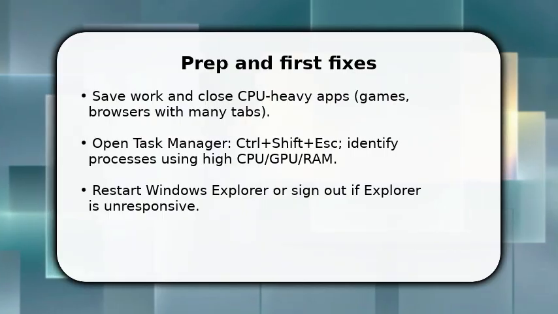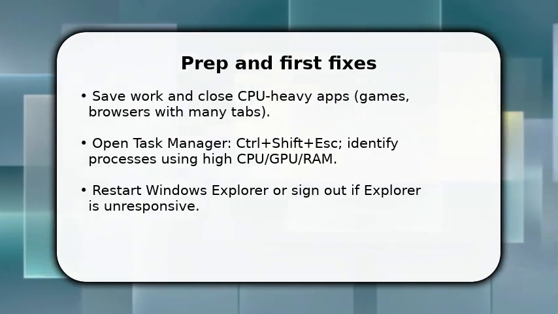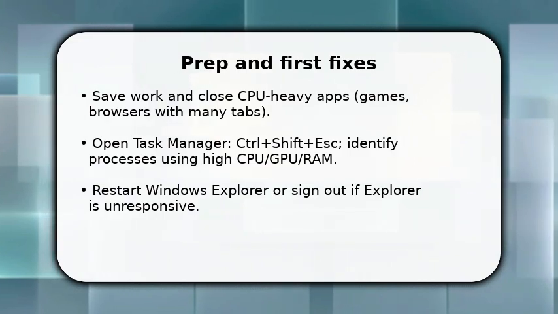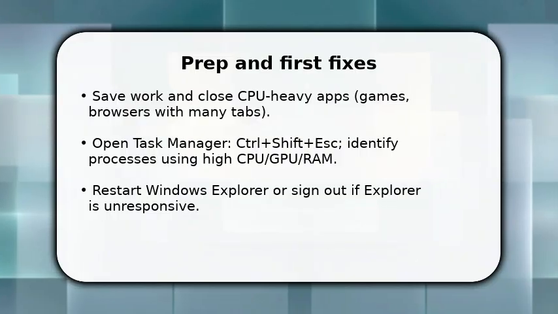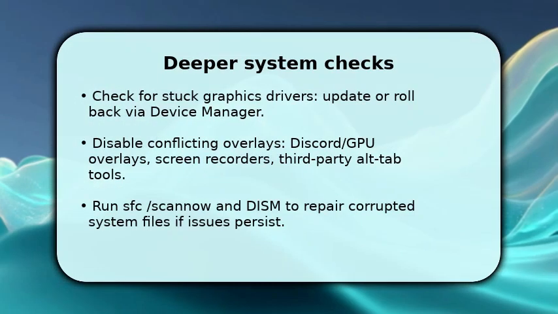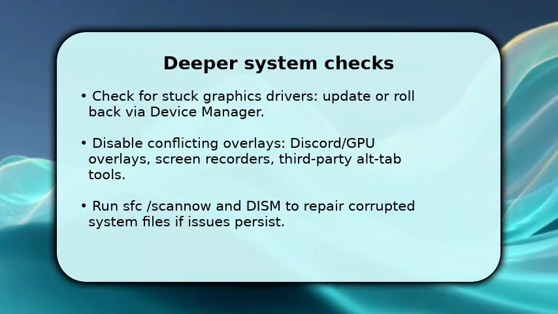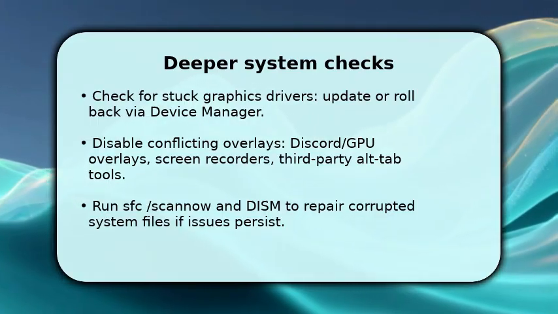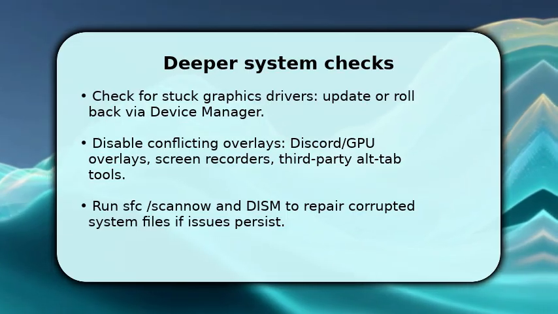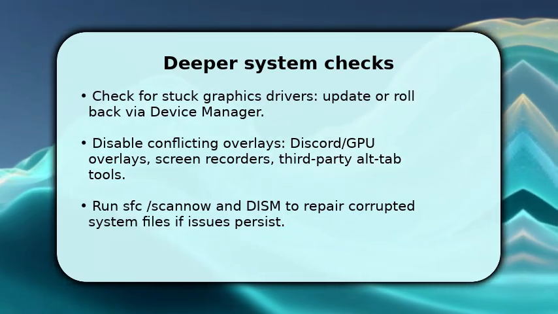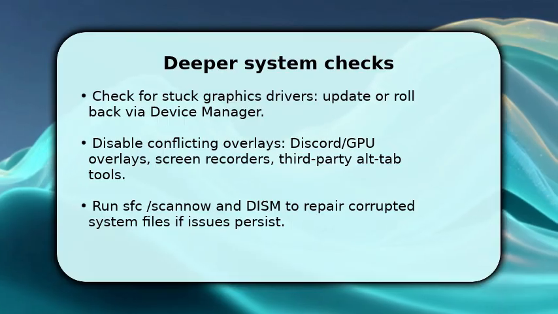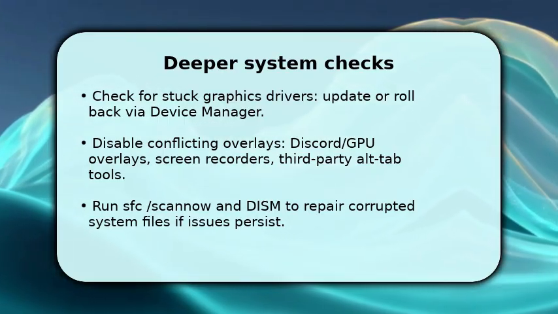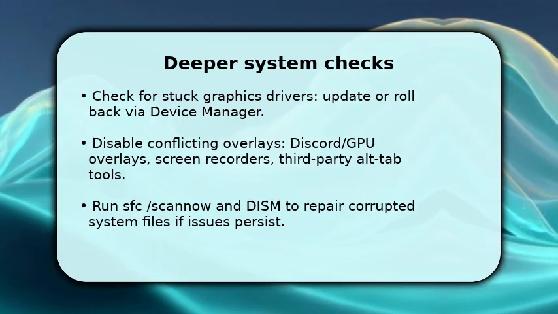If Explorer itself is frozen, restart Windows Explorer from the Processes tab. It reloads the shell without a full reboot and frequently fixes Alt plus Tab freezes. Once Explorer restarts, focus on drivers and overlays that often cause conflicts. Open Device Manager and update your display adapter driver or roll back if a recent update triggered the problem. Also disable overlays, Discord, NVIDIA/AMD overlays, or any screen recorder, because they hook into Alt plus Tab behavior.